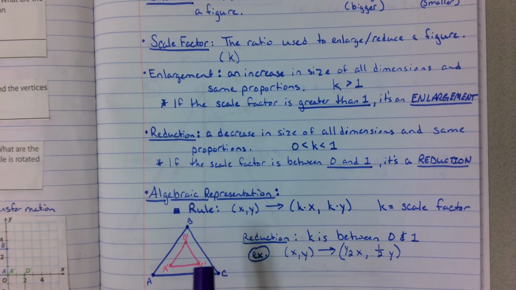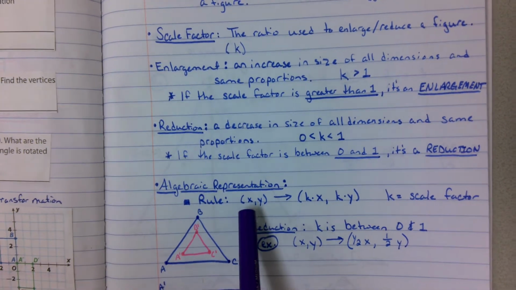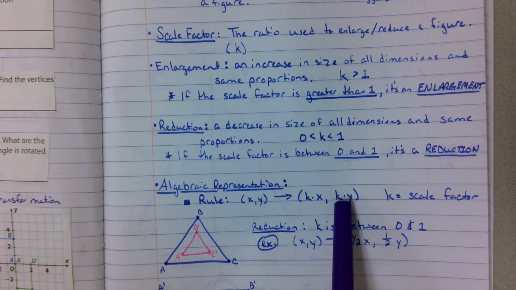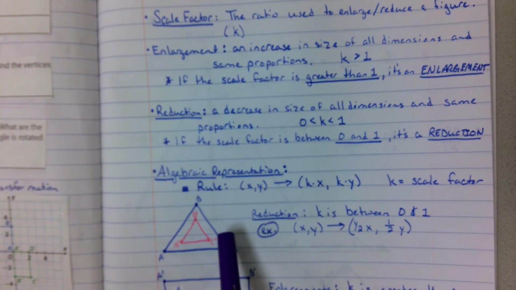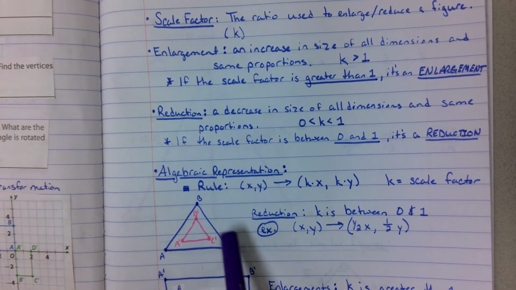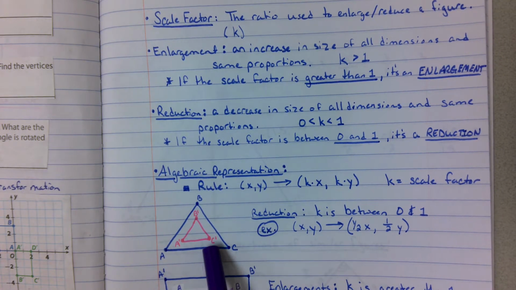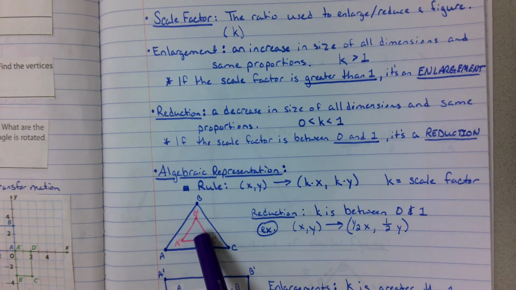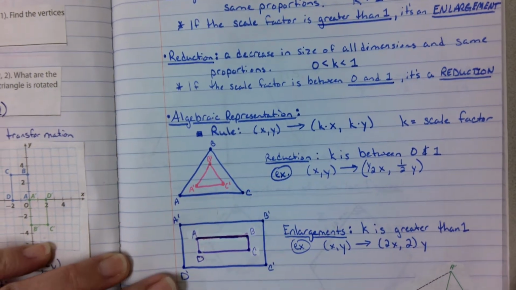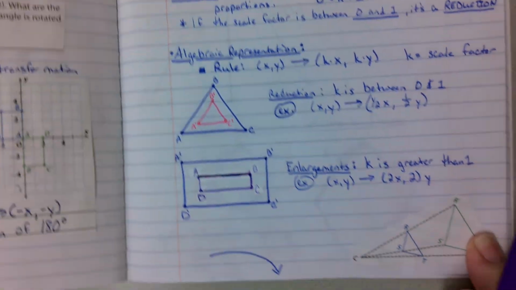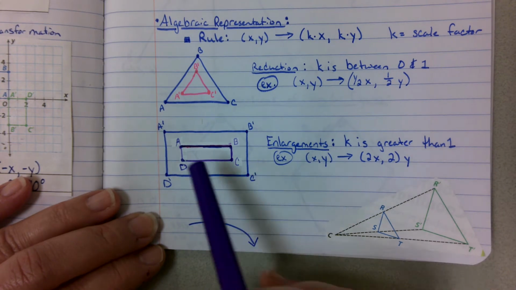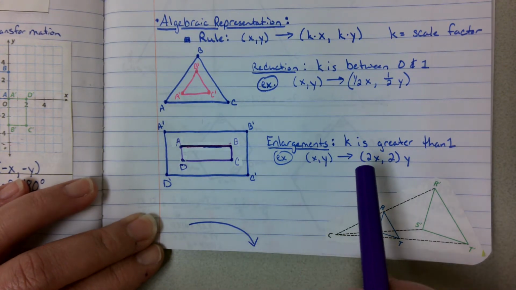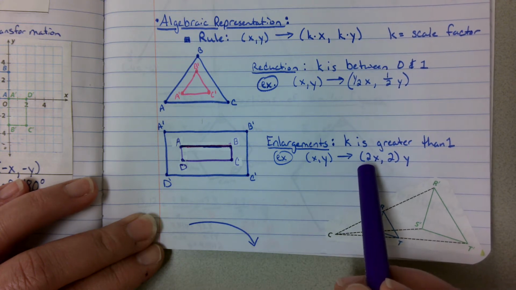Algebraic representation. So our rule, what we're going to see is our point, our x, y, it's going to be multiplied. Each of those will be multiplied by that scale factor. So here's an example. Figure ABC has been reduced, and that K factor is 1/2. And so here it is reduced by a factor of 1/2. That's our scale factor. Next, I have an enlargement.